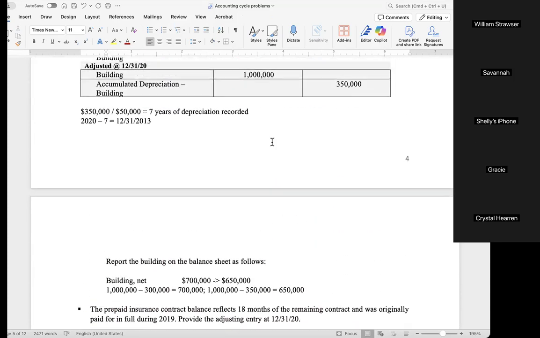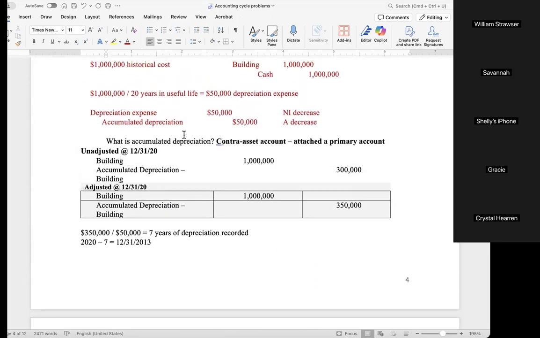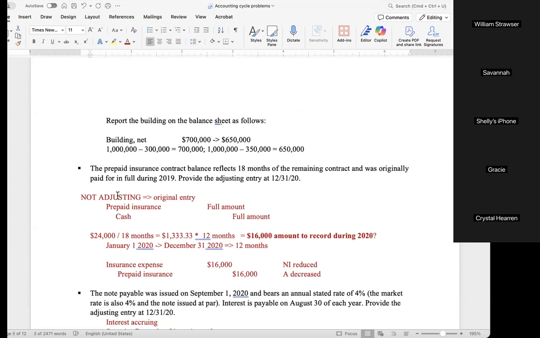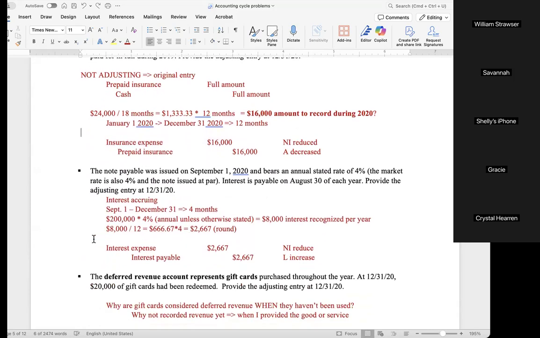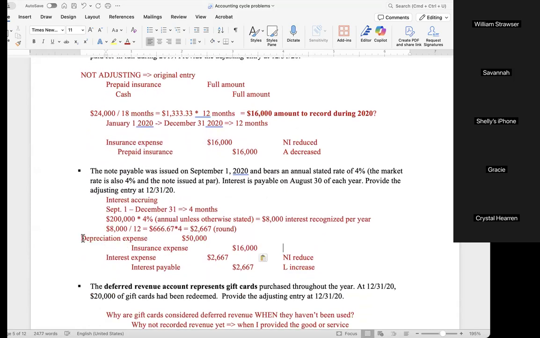And then we had all of these expenses we recognized that will hit the adjusted trial balance. So we had the depreciation expense. We had this insurance expense. We had this guy here.